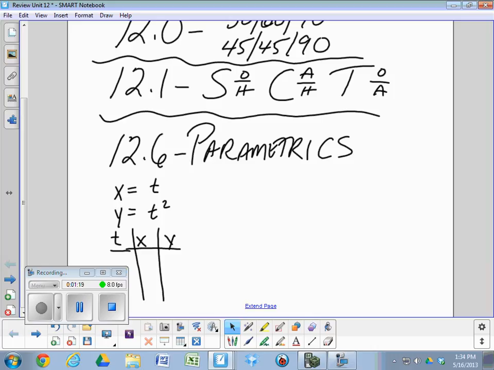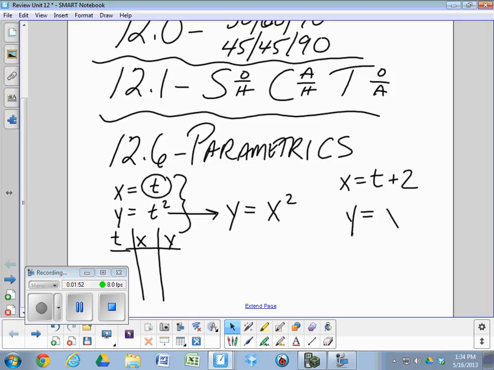The next part was where you would solve one equation for t, and then substitute it into the other equation. This one's actually an easy one because t is already solved by itself, right? T is in terms of x. So all you would do is take the other equation and make it y equals t squared. Easy one.